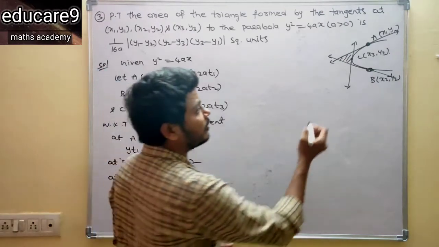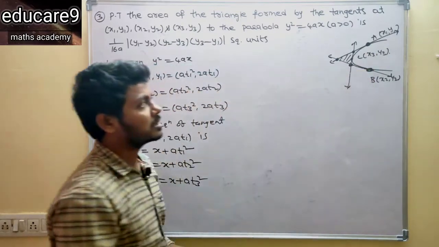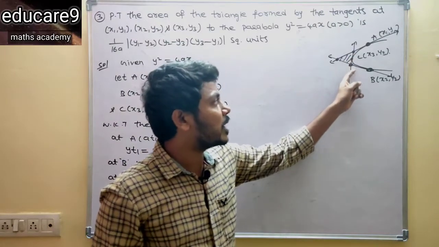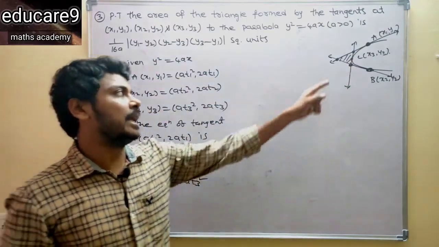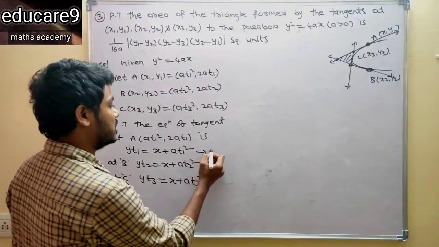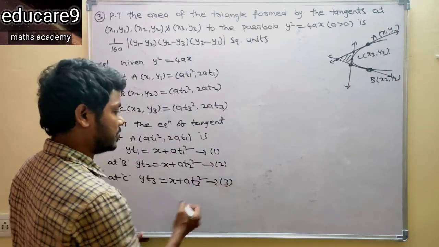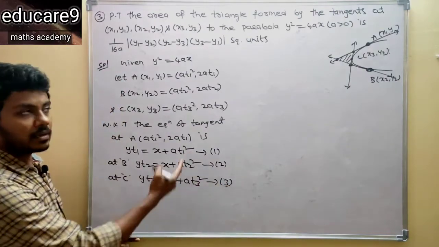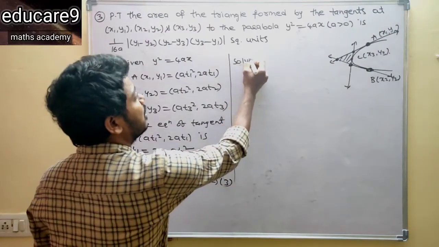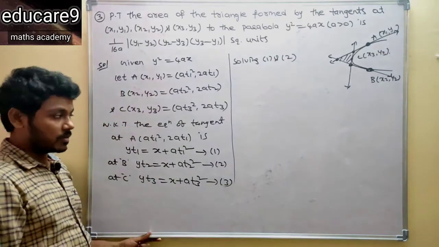Now you need to find point of intersection of these 3 tangents. That is, you need to find these 3 points. After that, you can find the area of this triangle. See here. So this is equation 1, equation 2, equation 3. So solving 1 and 2. So what is the equation 1?